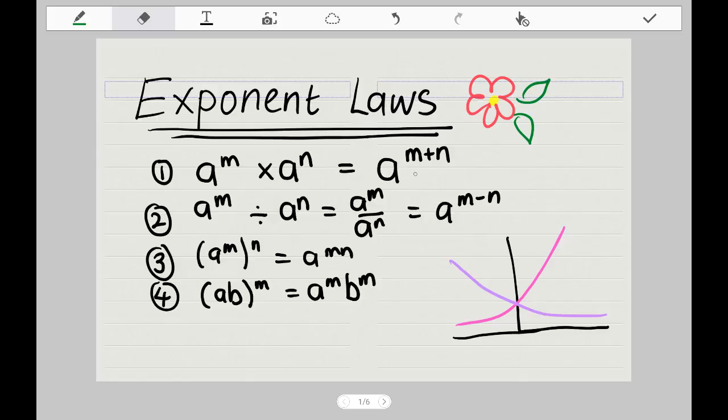you add, when you are multiplying exponents of the same base, you add them over the same base. If you're dividing exponents with the same base, then you subtract the exponents. When raising to a power, we multiply the exponents. And if there are more than one bases and we are raising to the power, we distribute it. Okay, so that's distributing. So let us look at each one of these laws and examples.